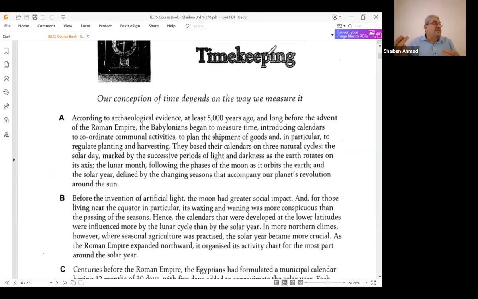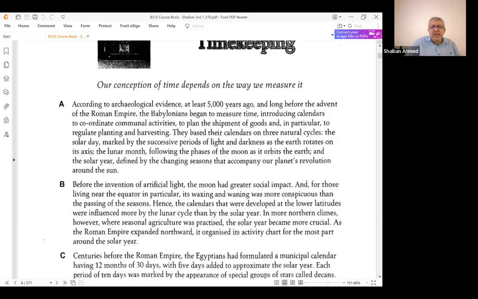Farming communities. Okay, anyway, in A, anything about farming, began measuring. Where is the explanation of the importance of geography? I need geography. For plants, shipment of goods, planting, harvesting. So nothing about geography. Darkness as the earth rotates, lunar month, following phases of the moon. Nothing about it.